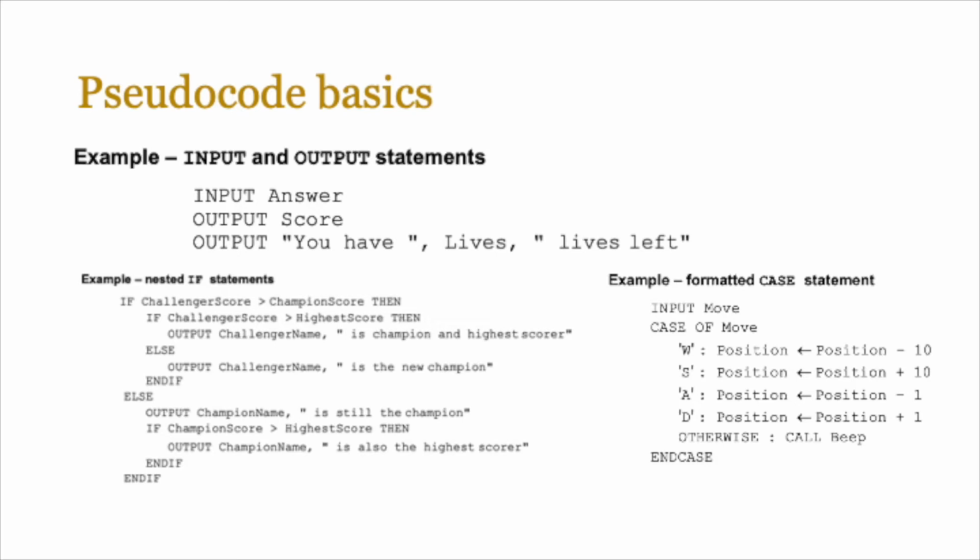Again, pretty straightforward. If, then, else, end if. Ifs can be within other ifs, that's why it's called nested. And similarly, you can have formatted case statements, which is the other form of selection, where you simply take an input, and based on that input, you can have lots of different branches of the code. So case will have case of something, and it will have the different branches, and otherwise, which is the equivalent of an else statement, and at the end you need to say end case.